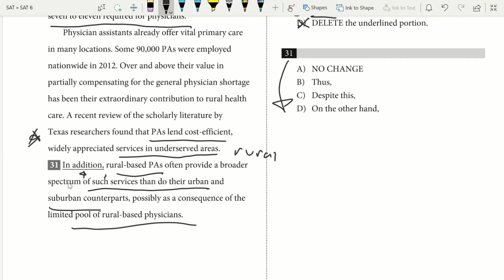All right, so is this "on the other hand"? No. Is this "despite this"? Despite what, right? We're just making a statement before it, and we're also not saying that our sentence here is a result of the sentence that precedes it. So now we're just left with "in addition," right? Which makes sense because in addition to being cost efficient, they also provide a broader spectrum of services, right? So they're cost efficient and additionally they provide a broader service. So our answer there is A.